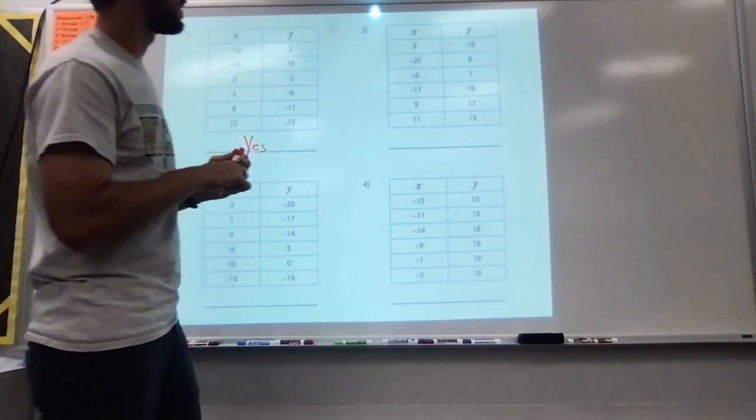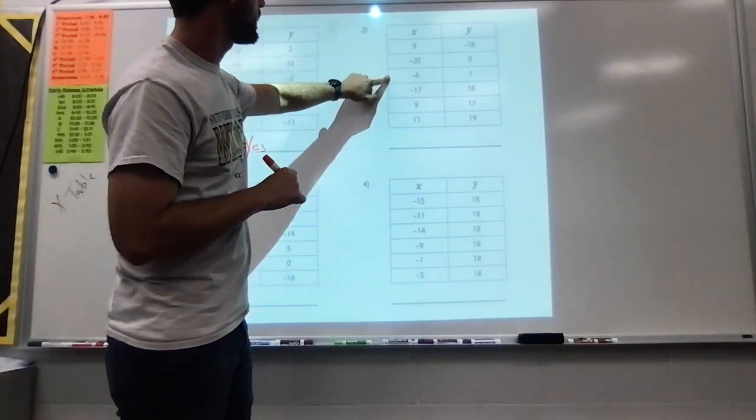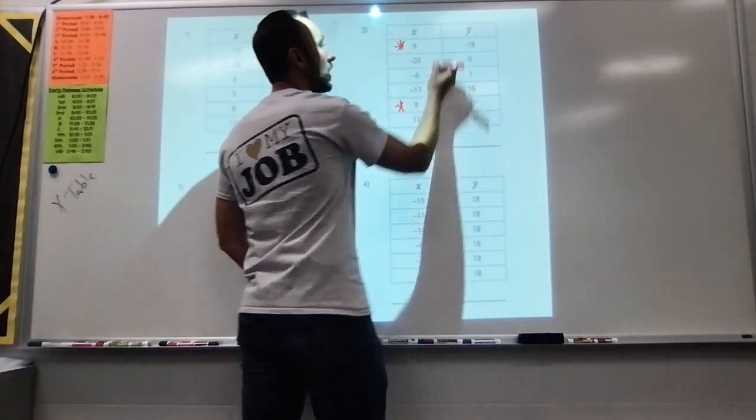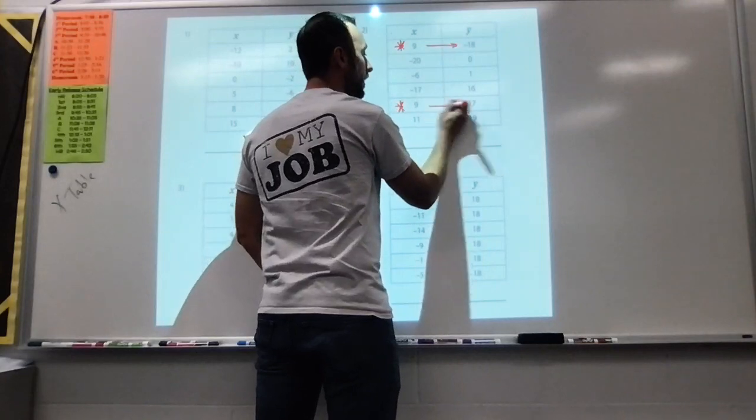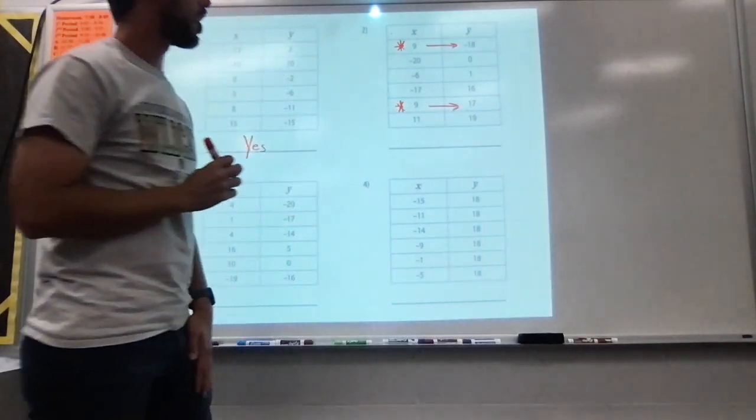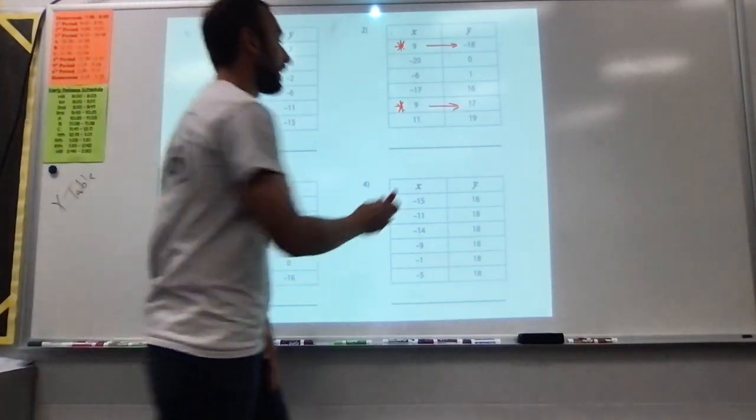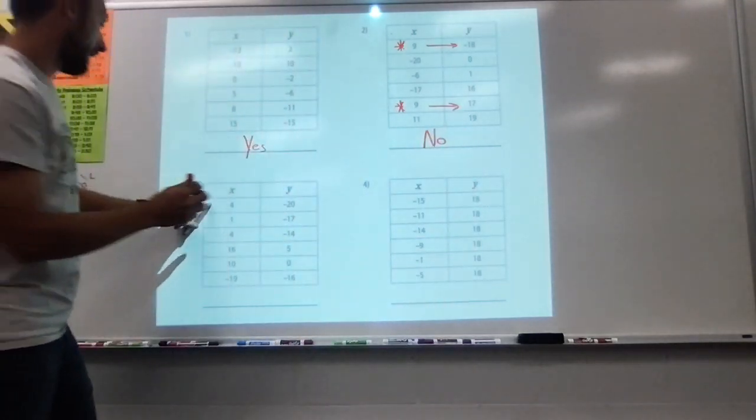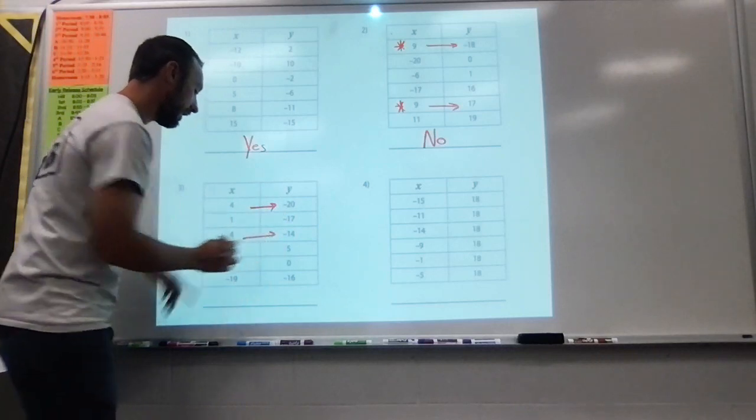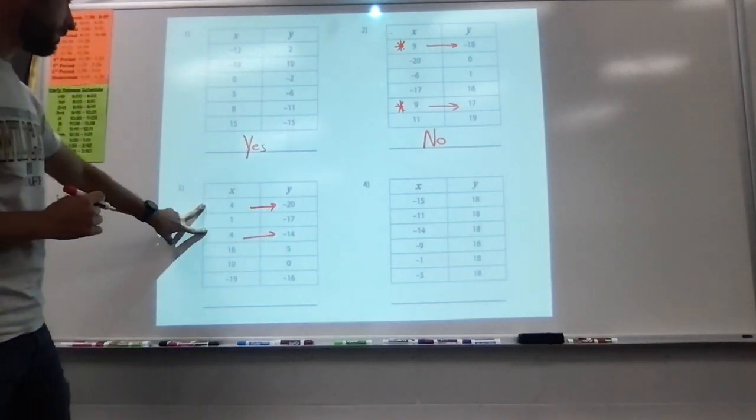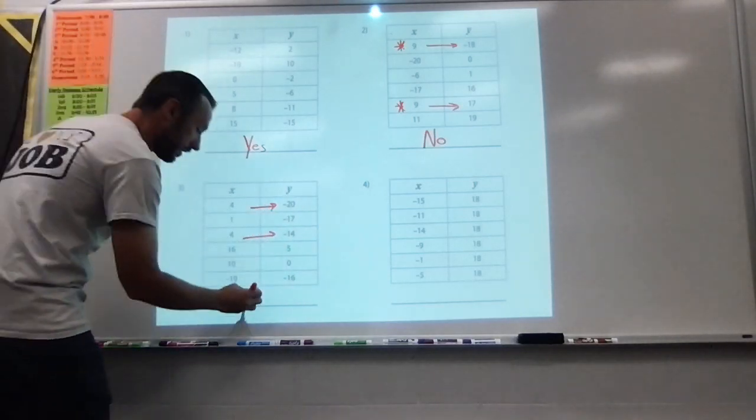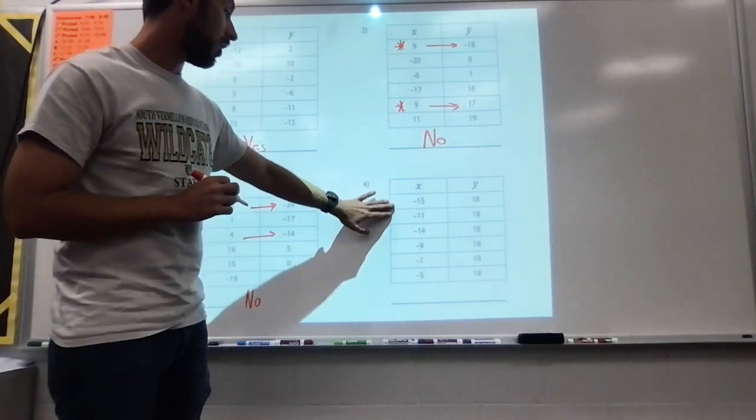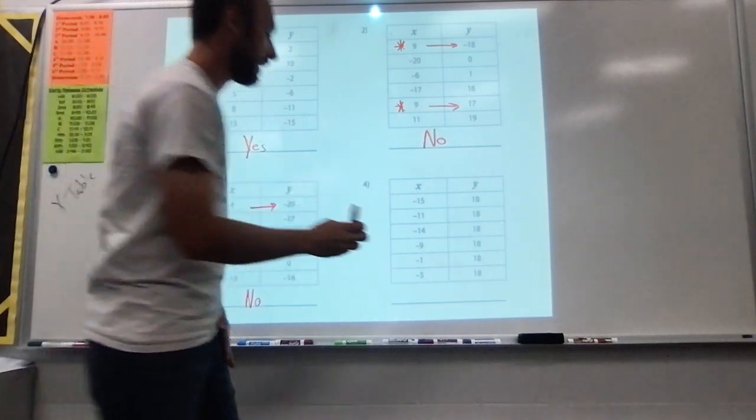I look over here at my x's. Ooh, I have a 9 right there. I have a 9 right there. Here 9 becomes -18. There 9 becomes 17. Those are different, so that is not a function. Once again, I have 4 there, 4 there. The same input has 2 different outputs, not a function. Over here, all my inputs differ, so that is a function.